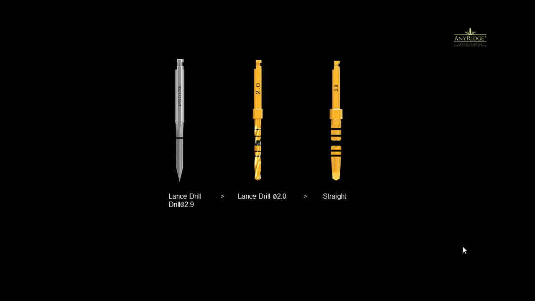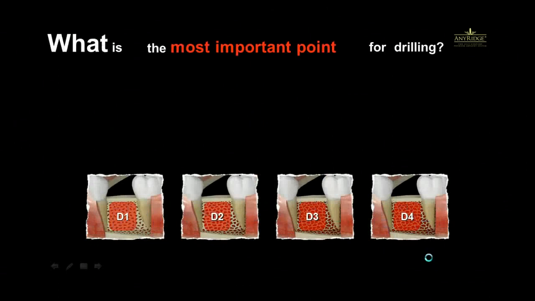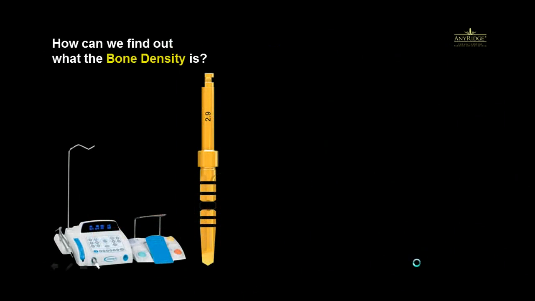The actual drilling process as well, to be able to find out what the bone density is. You really need to be able to predict or know what the bone density is. And again, D1, D2, D3, and D4. So D1 is pretty much cortical, D2, D3, and D4. All right, it's bone density, as we just discussed.